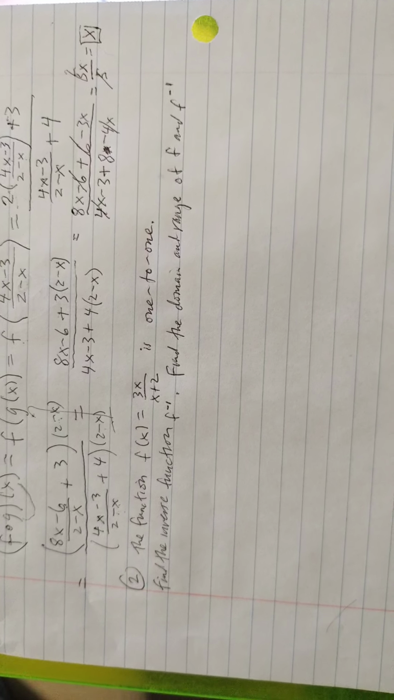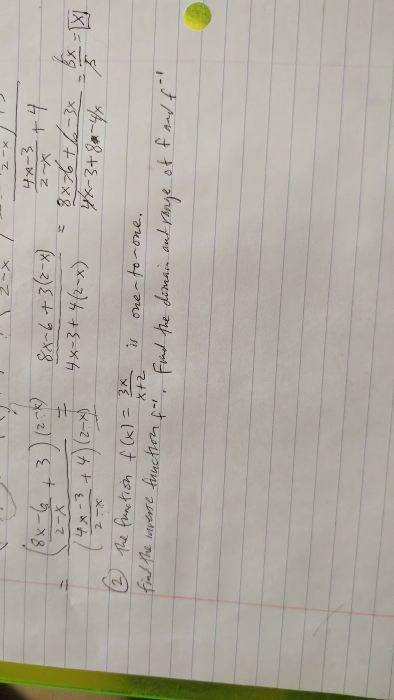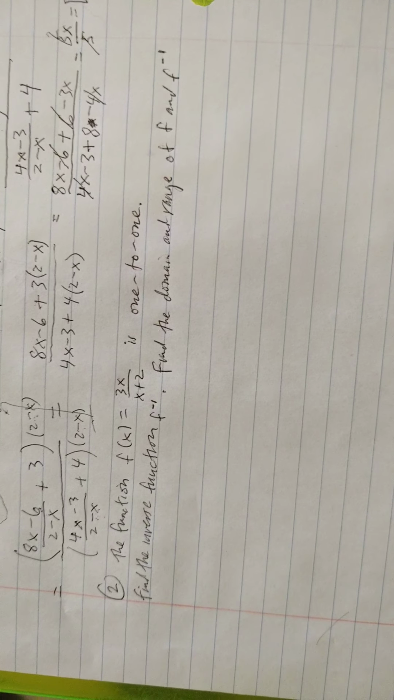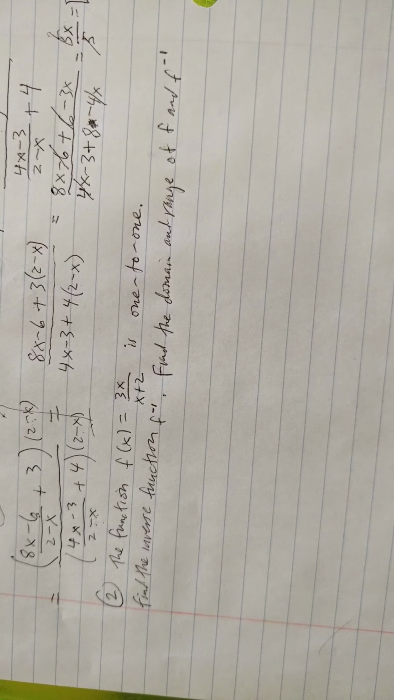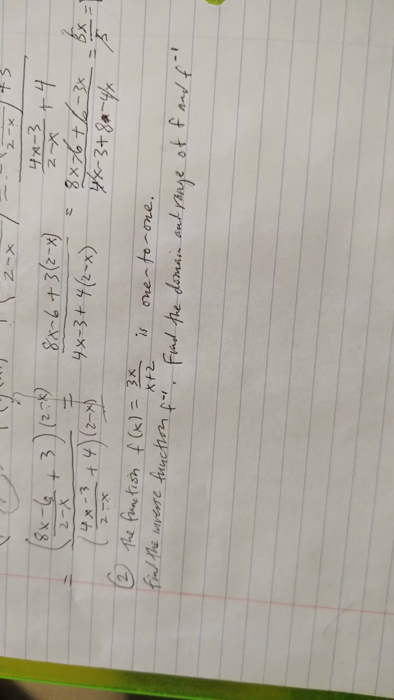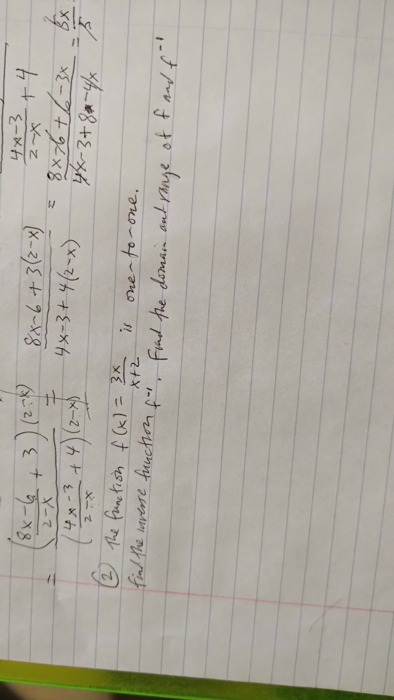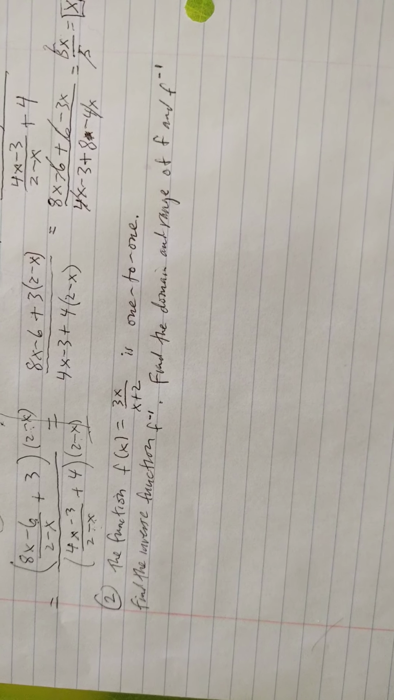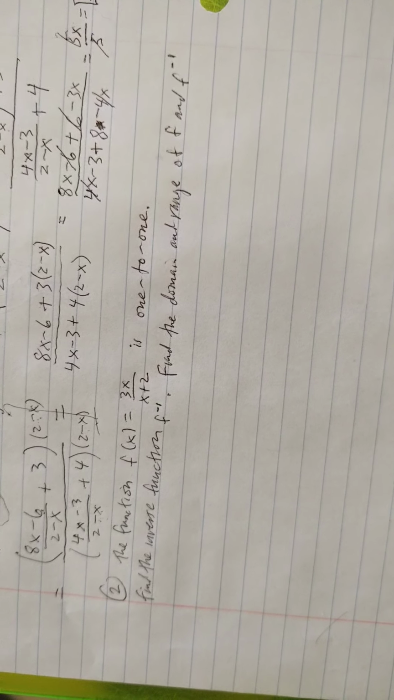The function f of x equals 3x over x plus 2 is 1 to 1. That means that the function has an inverse. So we know this function has an inverse since they tell us it's 1 to 1. So we want to find the inverse function. And I don't know if I'll have time for a domain and range because this video is already going on 12 minutes. So I'm just going to find the inverse.